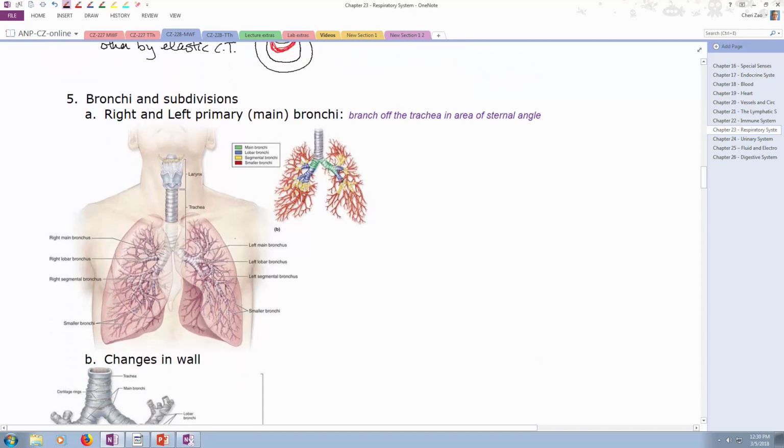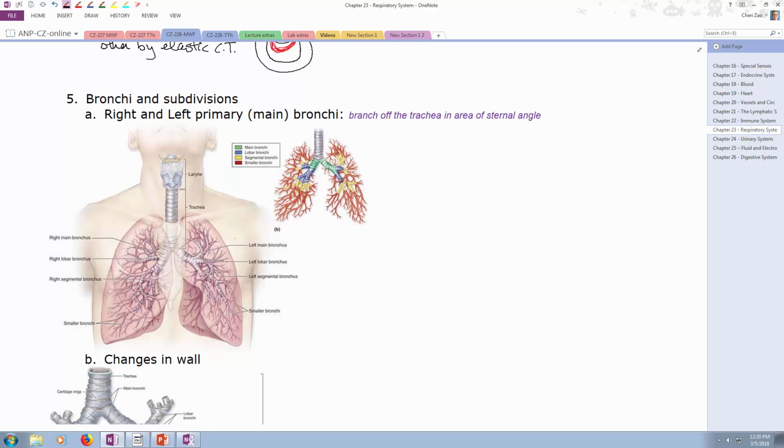Going on down now into the bronchial tree, so bronchi and subdivisions. So we have a right and left primary bronchus, and there's only one right and only one left, branching off at the trachea in the area of your sternal angle. So find your sternal angle on your chest, that area where you feel along your sternum and there's a protruding bump there. That's your sternal angle.